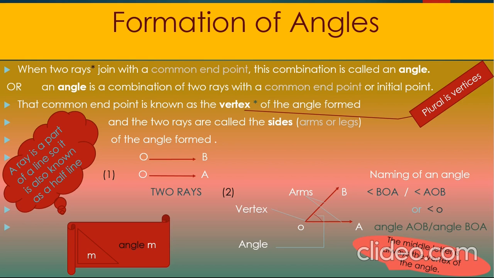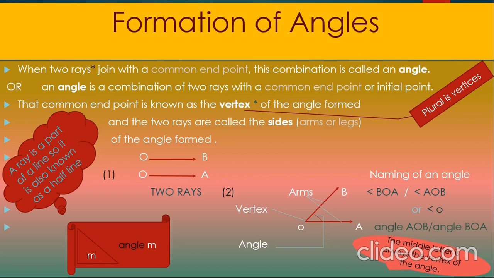When OB and OA are joined at O, which is the common endpoint, an angle AOB, or you can say BOA, is formed. OB and OA are the two arms or sides of the angle. O is the vertex of the angle. You can name an angle by keeping the name of its vertex in the middle, like here in this example, angle BOA or AOB, both are same.